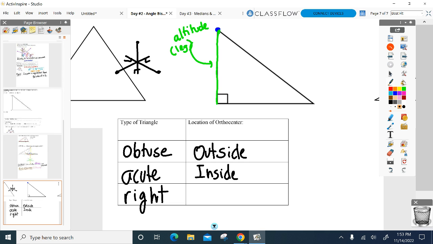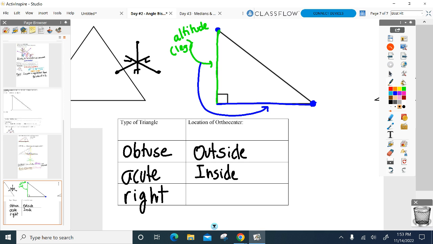So there's one. Let's find a second altitude. Starts at a vertex, perpendicular to the opposite side. Where's the second altitude going to be? Not here. What's the only place I can draw that will be perpendicular? The other leg. Yep, here you go. So in a right triangle, 2 altitudes are the 2 legs.